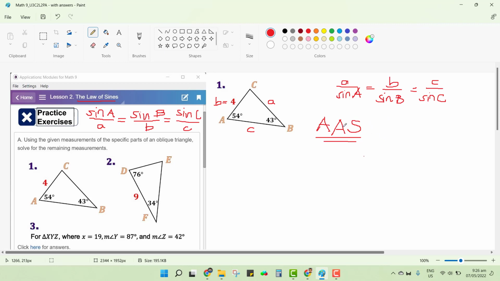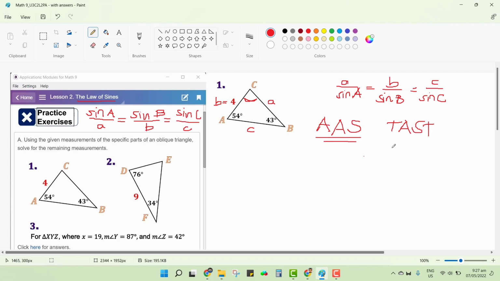When we have AAS given for an oblique triangle, we can use the law of sines. This is the first situation where we could use it to solve for the remaining. Before we could use this formula here, we could solve first the third angle here, which is angle C. Please be reminded of the triangle angle sum theorem, which tells us that the sum of the measurements of all interior angles in any triangle is 180 degrees.